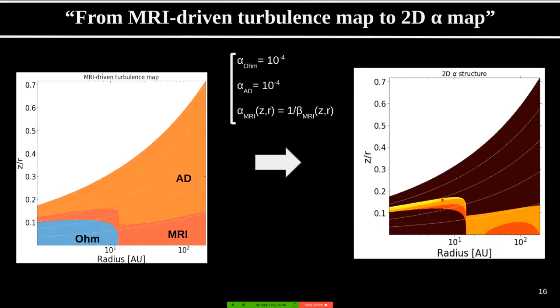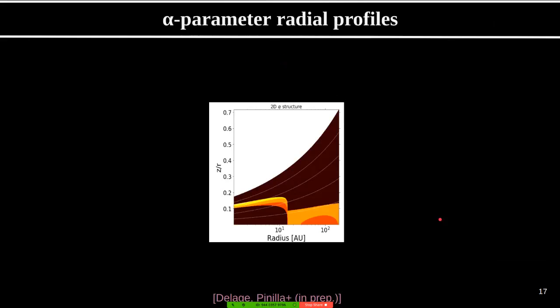So once you have this 2D map, you can finally use this as an input for a dust evolution model and see how the dust is going to be distributed across the disk. But before that, because we used DustPy, which is a 1D dust evolution model, we actually need to transform this 2D alpha parameter into a one-dimensional alpha parameter. And there are 2 ways of doing so, depending on the kind of dust that you are interested in describing the turbulence for.